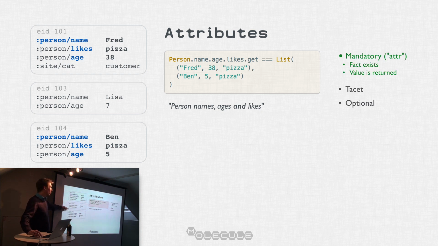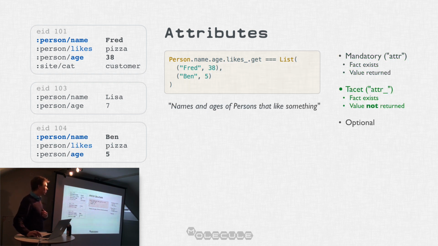So therefore, when I write the attributes, they're mandatory. When I make a query, I'm presuming that the values have to be there. I'll only return those that are there. So the fact exists, and the value is returned. But sometimes we want to know that there is a value, but we don't need to return it. We just want to know that it is for sure there. So we still get Fred and Ben, but we don't get the likes value. That's why I call it a tacit value. It's silent. It exists, but we don't get it back in our result.